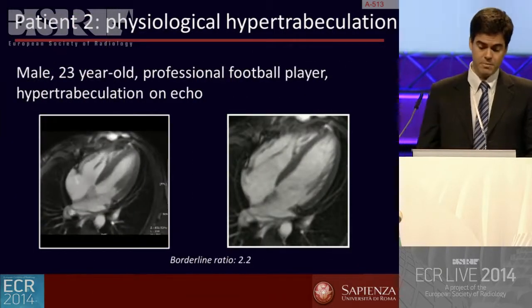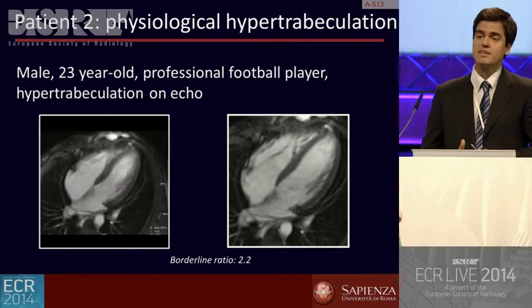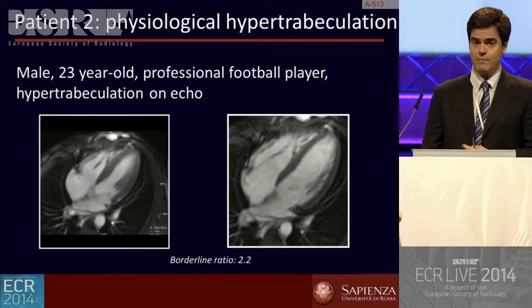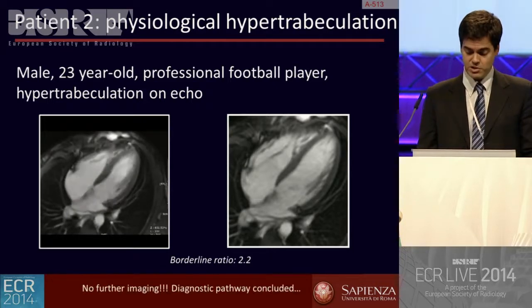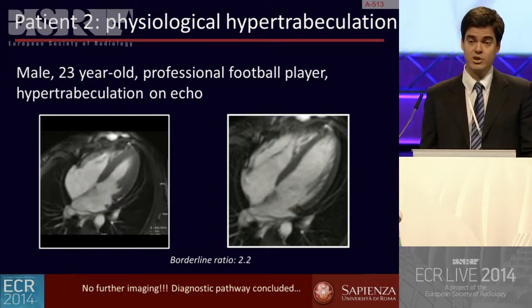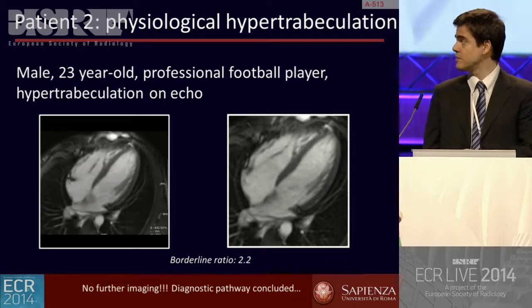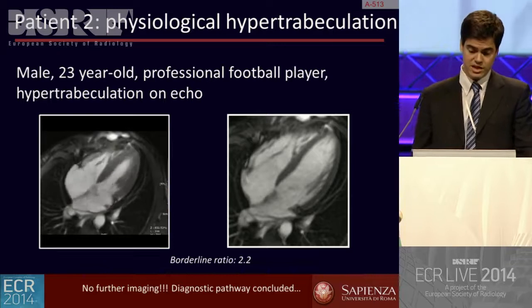But what's the problem? Again, patient number 2 is a professional football player. He just had a hypertrabeculated myocardium, perfectly preserved normal function. So in this case, really no further imaging. Diagnostic pathway should be concluded. It is usually addressed to MR because of probably less experience of the echocardiographer, but no further imaging, and I would say not even contrast agent should be administered in this case.